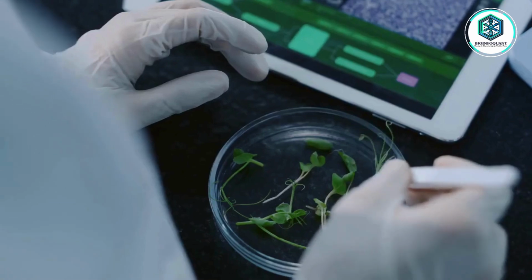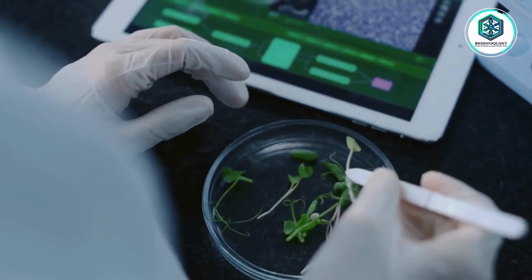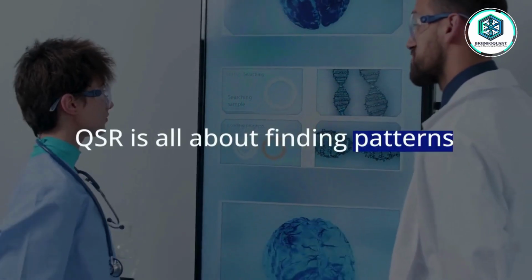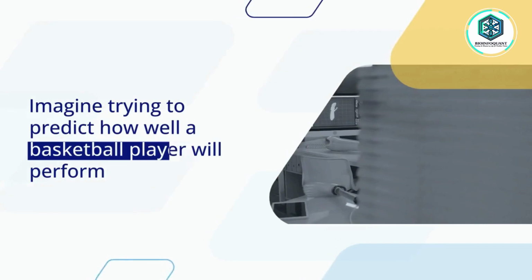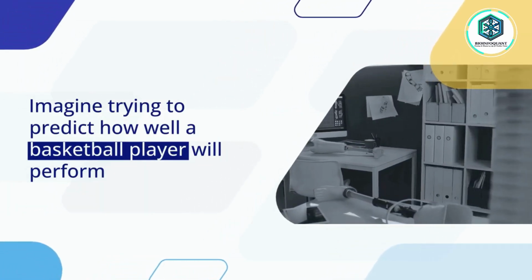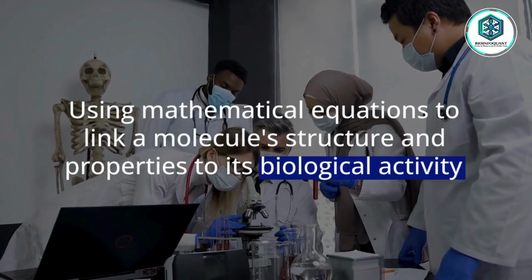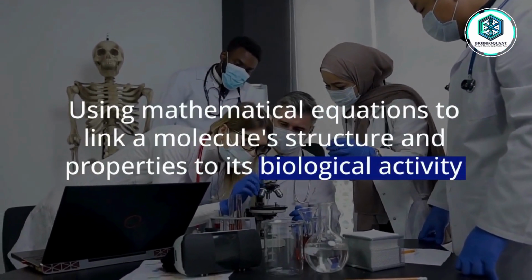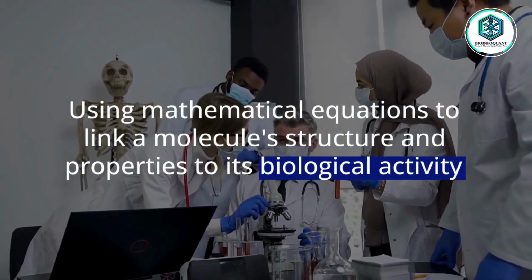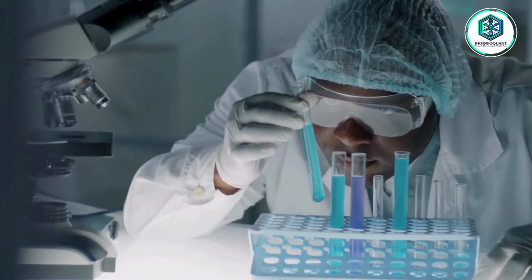Our sources mention something called QSAR. Yes, quantitative structure-activity relationships. What's the deal with that? QSAR is all about finding patterns. Imagine you're trying to predict how well a basketball player will perform based on their height, weight, and shooting percentage. QSAR does something similar for drugs, using mathematical equations to link a molecule's structure and properties to its biological activity. So it's like using stats to predict a drug's success before it even hits the court or the lab.